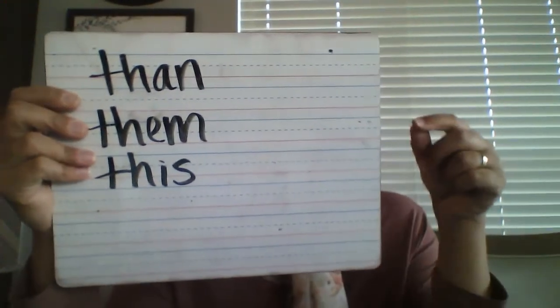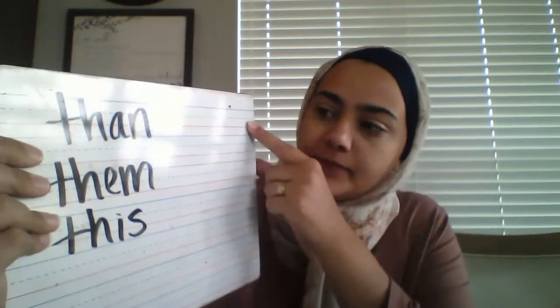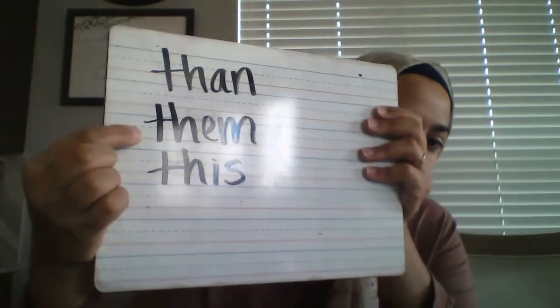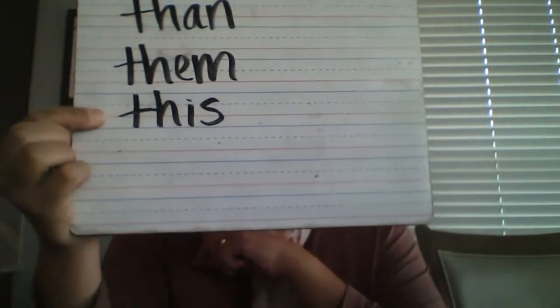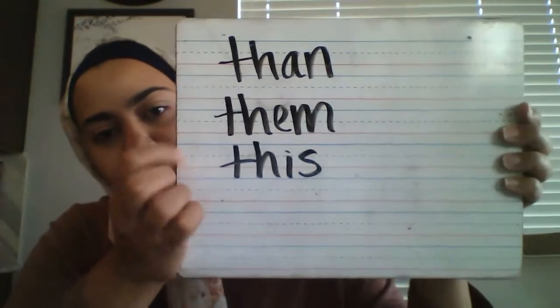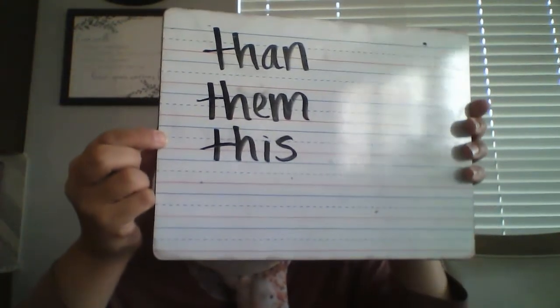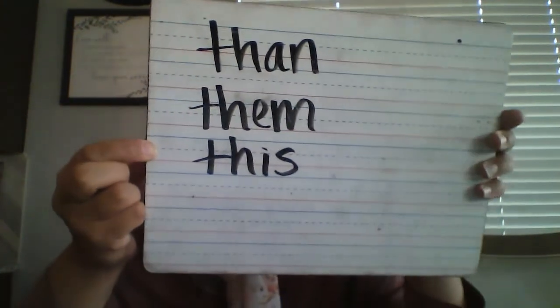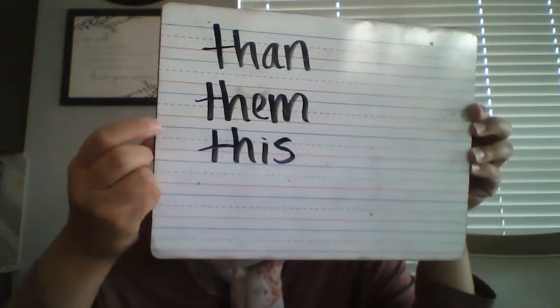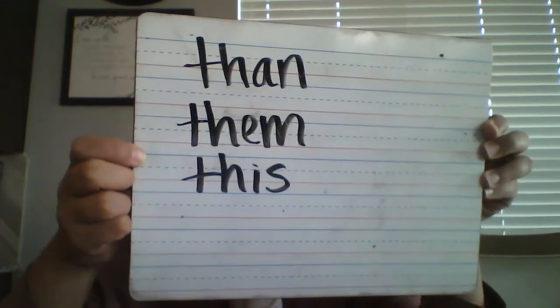Let's look at these words. Can you tell me what is making the th sound in these words? We have than, them, this. What 2 letters are coming together to make that sound? T and H. Very good. What do we call the letters that make one sound? This is called a diagraph. Very good. These are the letters T, H, and they are a diagraph.